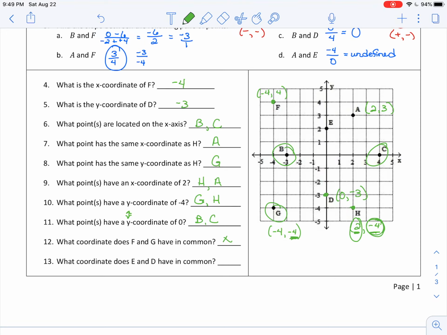So likewise, what coordinate do E and D have in common? So if I find E here and D here, I haven't written out E's coordinates at the moment, but if you look, they're in line vertically. So both moved up or down, but neither one moved left or right. They both have 0 as an x coordinate and some other number for a y coordinate. Therefore, they still have an x coordinate in common. It's possible to have a y coordinate in common. I just didn't ask that number or that question. G and H had the y in common.